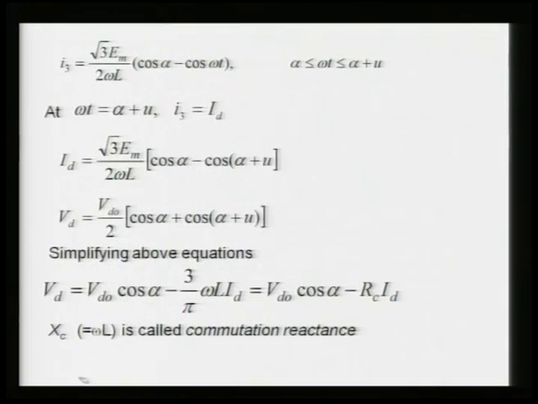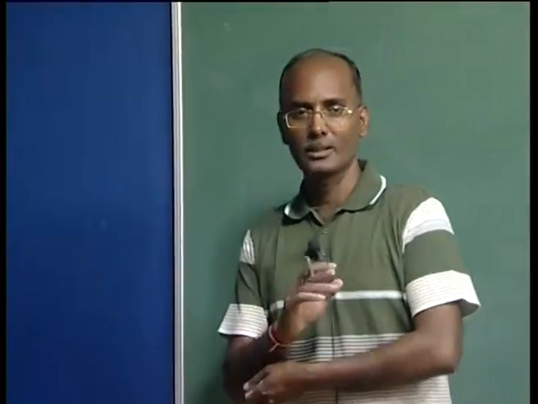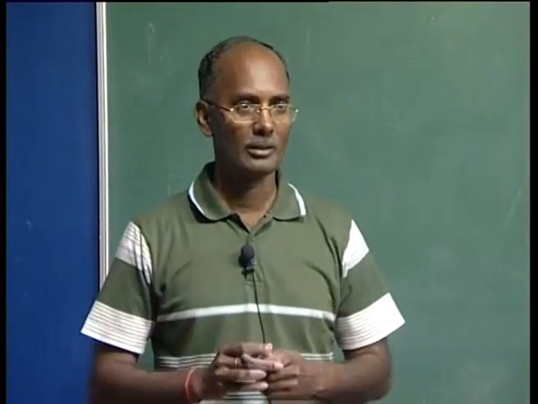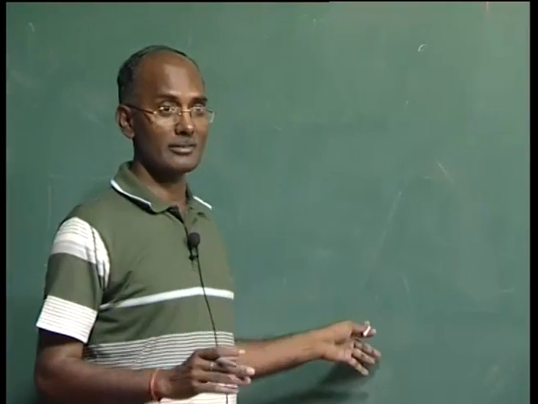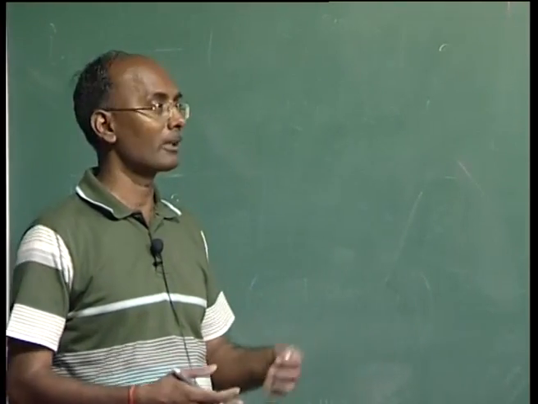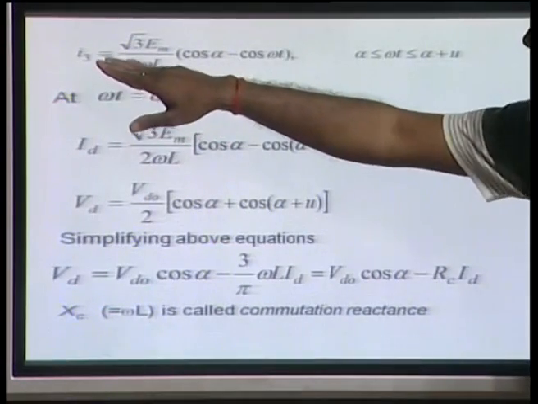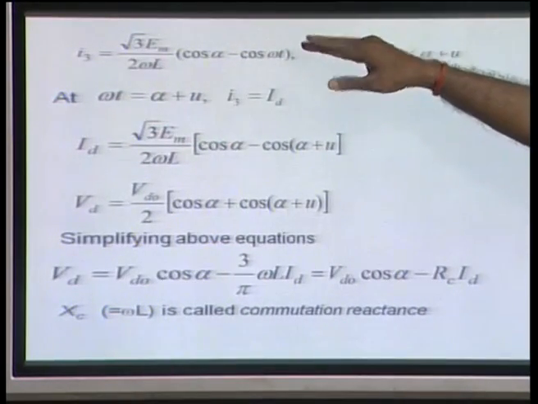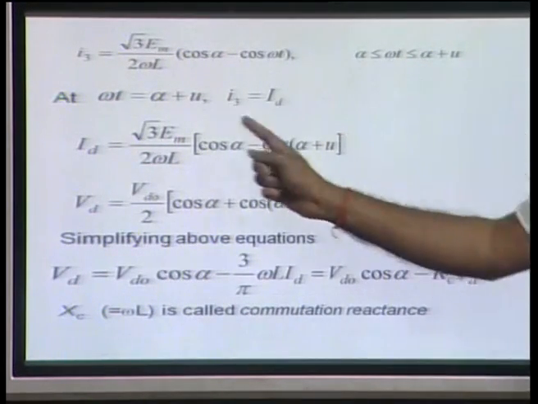Now, let us relate our output voltage. This is a power electronic circuit. Now, I am going to represent this in terms of your electrical circuit, and we can visualize it because we have the electrical equations, the voltage in terms of current, and then we can simplify it. Now, you can see we had this I3 expression, this was for omega t from alpha to alpha plus u degree, and this was your ID.